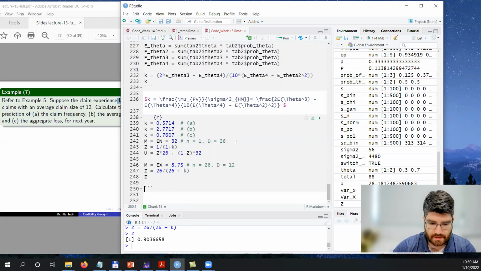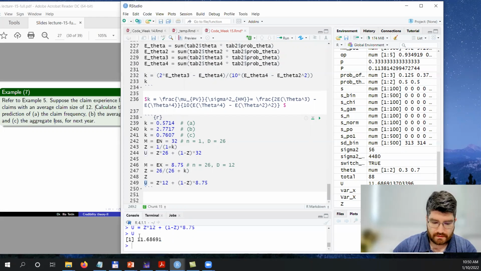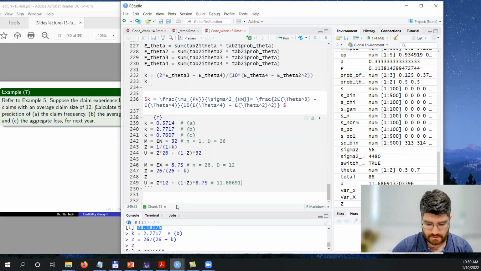So once again, the same kind of formula for forecasting, and instead of 26, we use 12 for the previous average claim size. The current claim size is 8.75, and the U value for claim severity is like that. This is it. The previous one was here. Okay, this is for claim frequency. This is for claim severity.